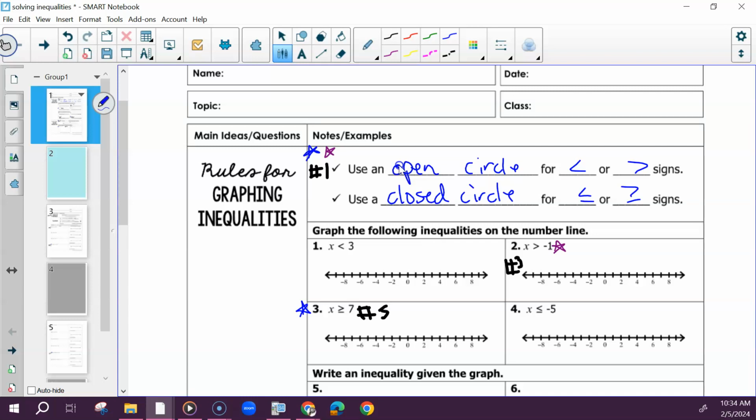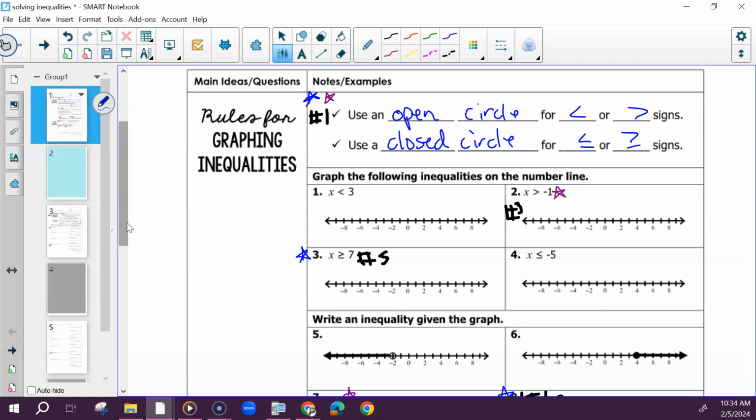So if we were given something like these problems where at the end we have some answers, they want us to graph it. For number 1, would this be open or closed? Open. At 3, so at 3 with an open circle, would this go to the left or to the right? To the left. Less than, so everything below that.